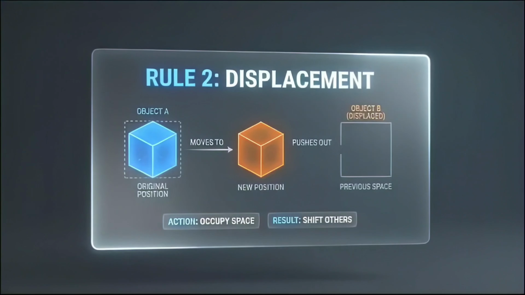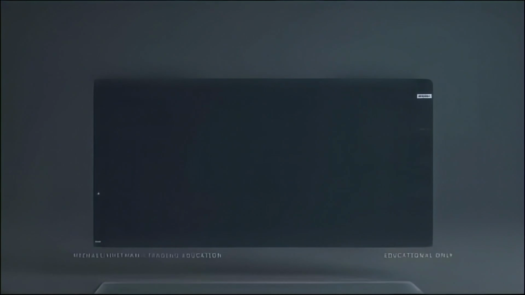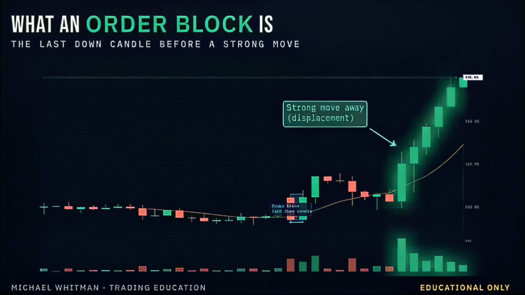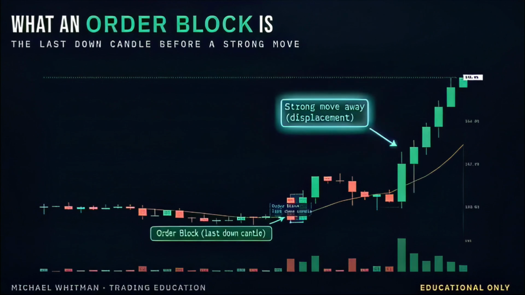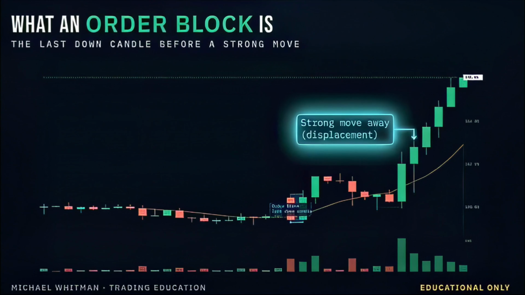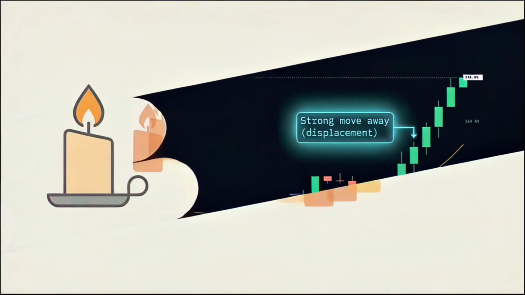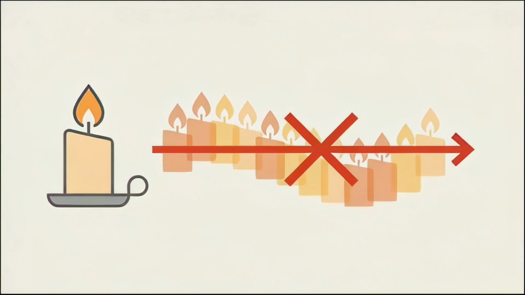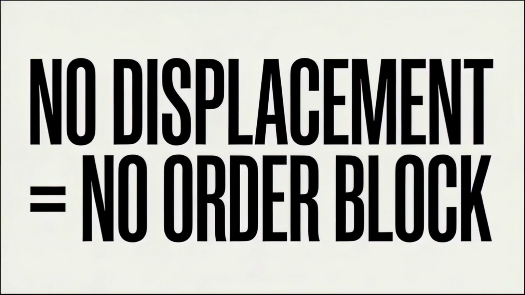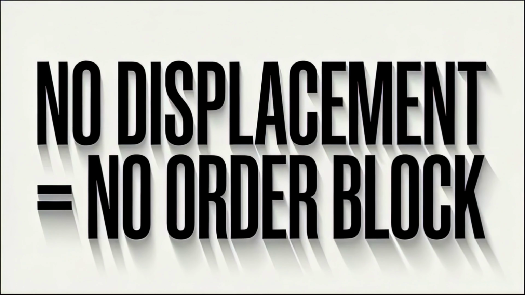Rule 2 is the big one. The move away from the block has to be violent. Traders call this displacement. After the order block candle, price should move away fast and decisively. Big, powerful candles, one after another, not a slow, weak drift. That violence is the proof that something real happened there. A lazy, limp move away tells you no institution was involved, and the zone means nothing at all. Displacement is the single most important filter, so burn it into your memory. No displacement, no order block.